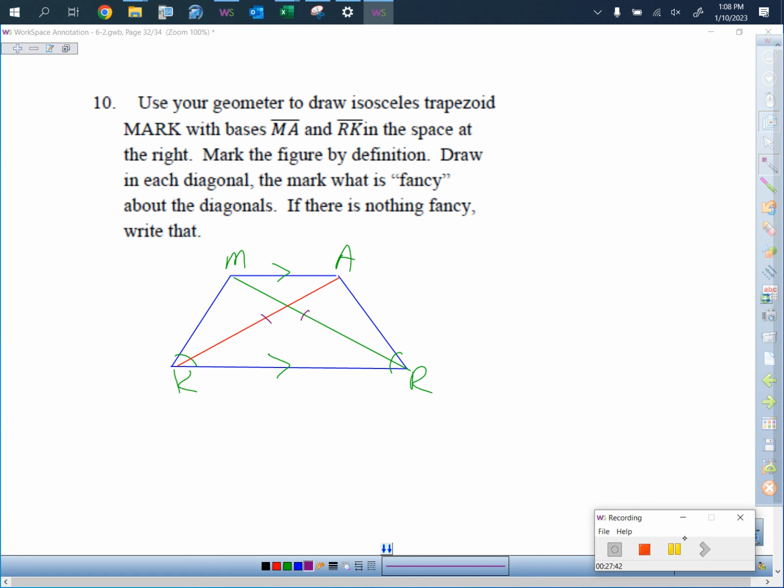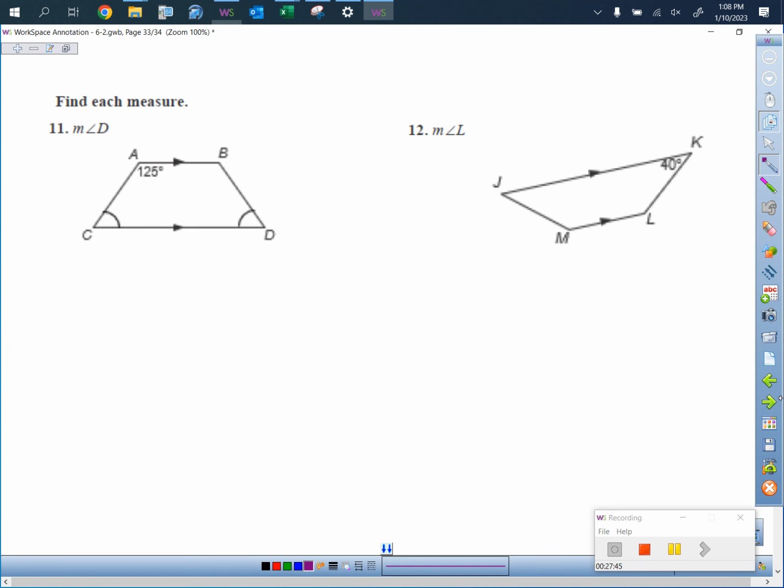Just a few more, right? We got us some questions like this. I'm going to do more than this because the homework's going to say find everything that you possibly can. So instead of just finding the measure of angle D, let's find everything that we can. First thing we'll start with shape recognition. What shape is that guy, y'all?